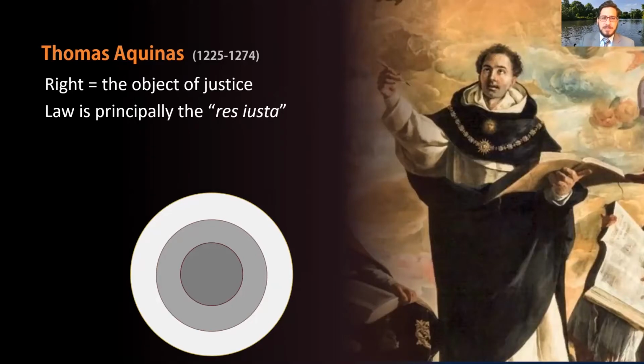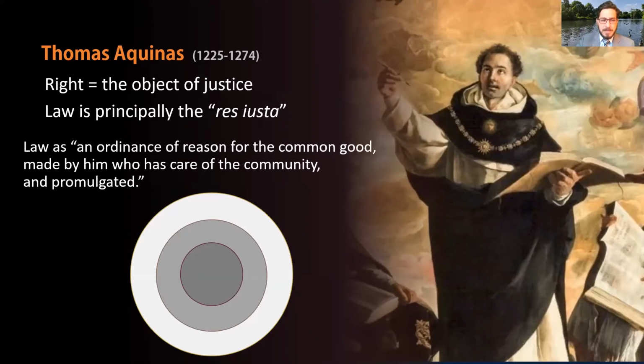Well, right is the object of justice. No? Law is principally the res justa, once again, no? Principally. And he defined law. What is law? Law is an ordinance of reason. First important thing, no? Because it's not that we have to obey the law because it's the law of God. No, it's a matter of reason here. Yeah, every kind of law is a matter of reason, no? Practical reason, following Aristotle. No? I mean, an ordinance of reason for the common good made by him who has care of the community and promulgated. No? With one aim, the common good. The aim of the law is the common good.